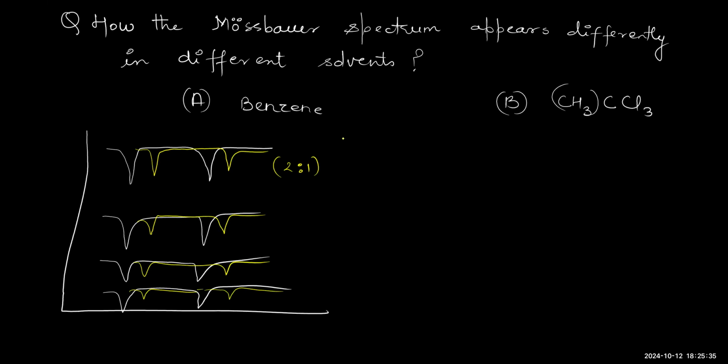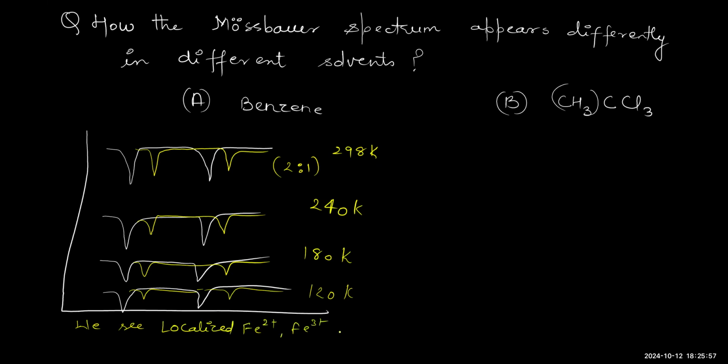Right? So this is the temperature 298, which is room temperature. Here it's 240 Kelvin. Then we are decreasing the temperature, and we see localized iron 2, iron 3 at all temperatures, right? This is the case of benzene.